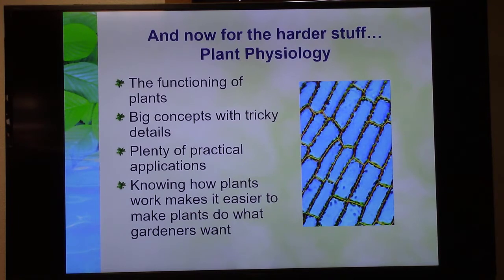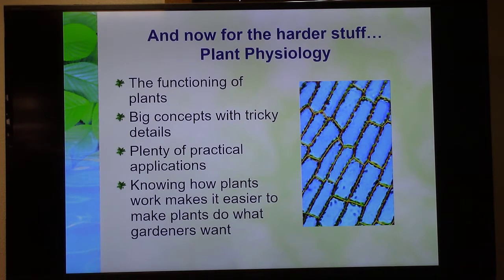Okay. Plant physiology is where we study how plants function, not how their body is built, but how they work. And it is pretty tricky. And I mean, there are Nobel Prizes for people who have done studies. So I guarantee you there are a lot of details that I don't know, and so we're hitting some big ideas. But there are a lot of practical applications in this.